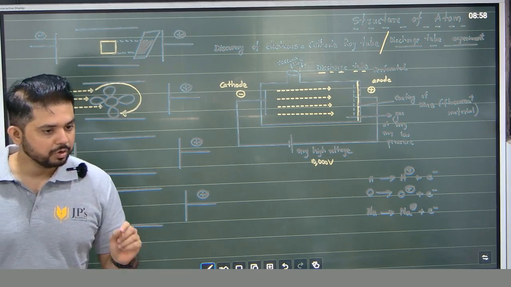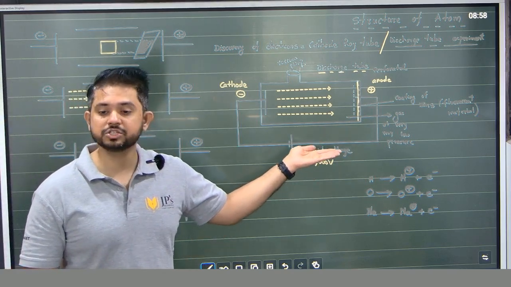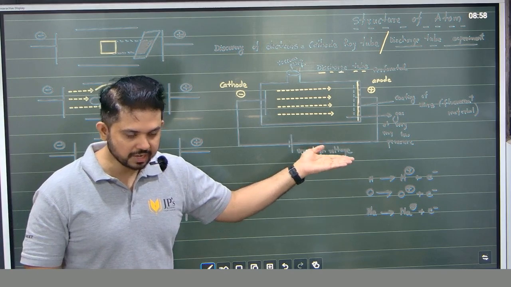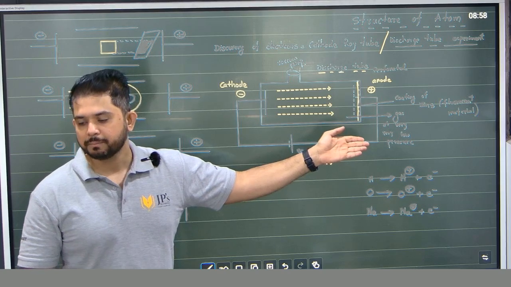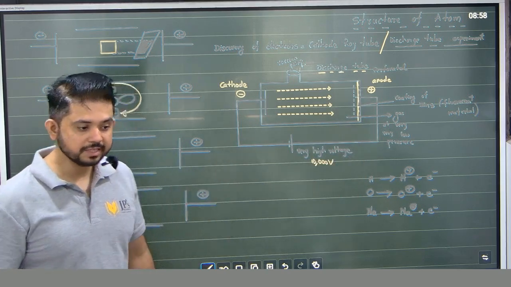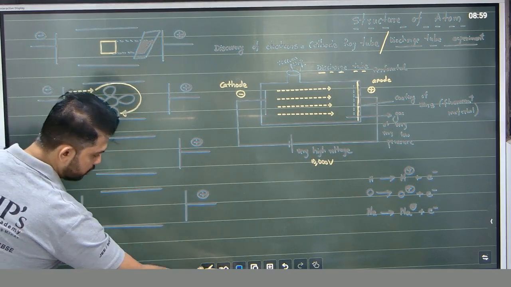But we want to confirm, apart from being particles, that they carry a certain charge. We know that what charge are they carrying? Negative, because they are moving towards which electrode? Positive electrode. But we want to confirm that it is negative charge. There are two ways to do this.